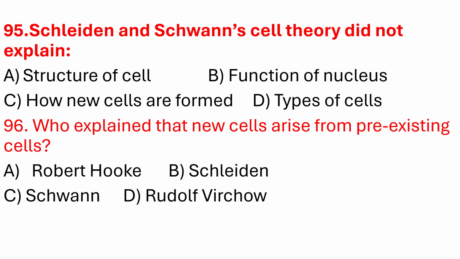Schleiden and Schwann's cell theory did not explain the structure of the cell, the function of the nucleus, how new cells are formed, or the types of cells. Who explained that new cells arise from pre-existing cells? Options: Robert Schleiden, Schwann, Rudolf Virchow. Option D, Rudolf Virchow.